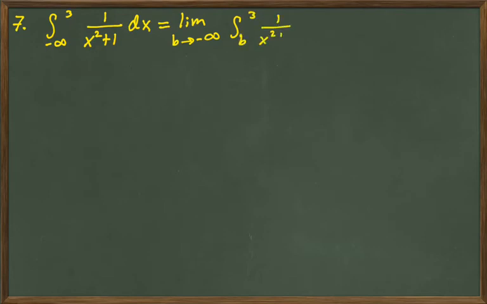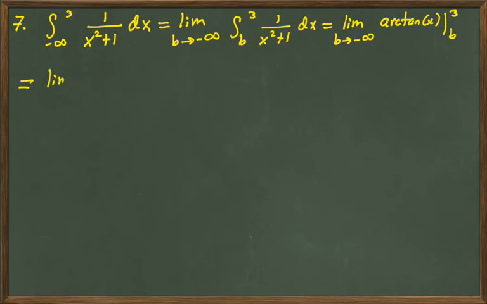So we're going to look at the integral from negative infinity to 3 of 1 over x squared plus 1 dx. Okay, this is going to be the limit as b goes to minus infinity. Now I think in the definition we used a. It doesn't really matter which letter you use here. So we're going to say b goes to negative infinity of the integral from b to 3 of 1 over x squared plus 1 dx. It's going to be the limit as b goes to negative infinity of the arctangent of x evaluated from b to 3.